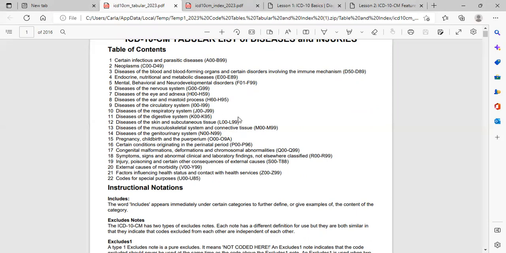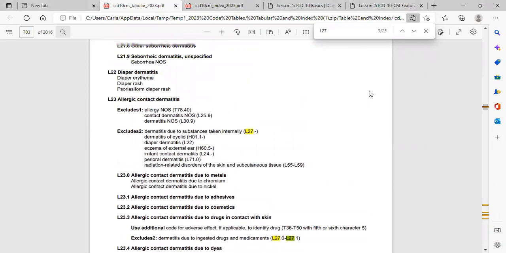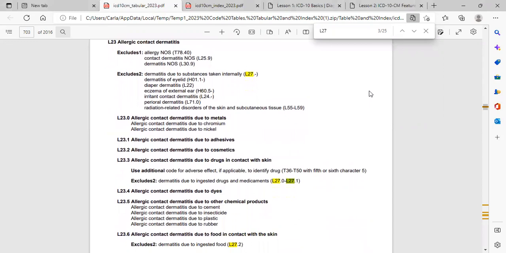So I'm going to go down to the L27 category and we're going to search from there and see what we find. Scrolling through this L section, I'm noticing, I was going to L27, but on my way I noticed L23, allergic contact dermatitis, and I thought, oh no, am I in the wrong section? I thought I was looking for L27. However, when I go here past L23, it does say dermatitis due to substances taken internally, L27. Oh, okay. Phew. So I know that L27 is correct.